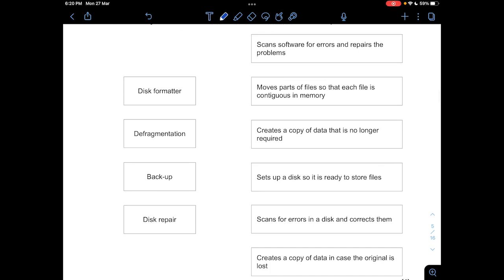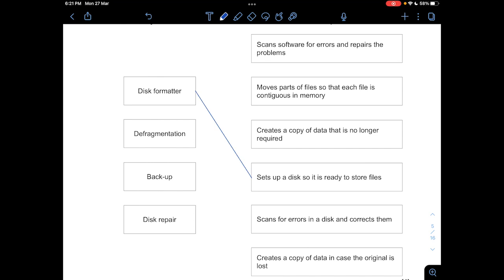So this formatter, yes, it formats the disk, but before you format the disk, you need to initialize the disk as well. So the main job of a disk formatter is also to set up a disk so that it can be used for whatever you wanted to use it for, like copy and paste files and all those. So this formatter would go to number 4, which is sets up a disk so it is ready to store files. Right?